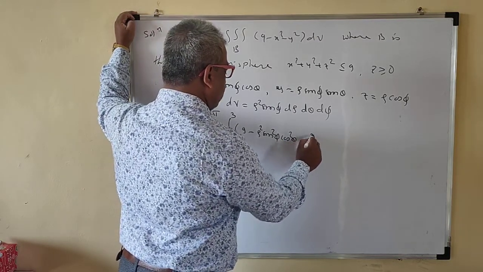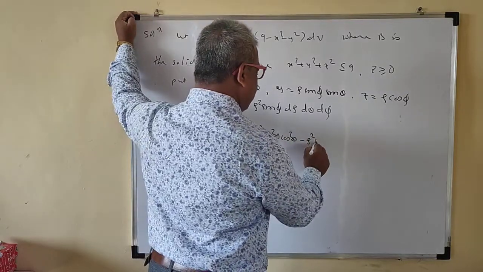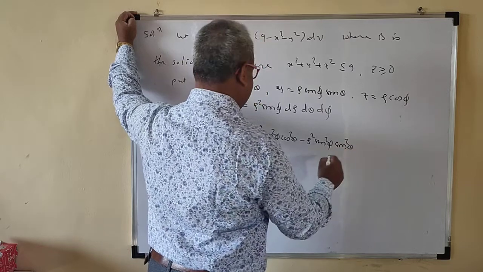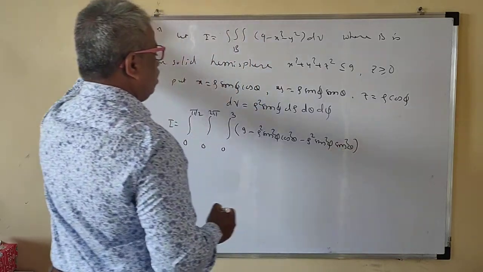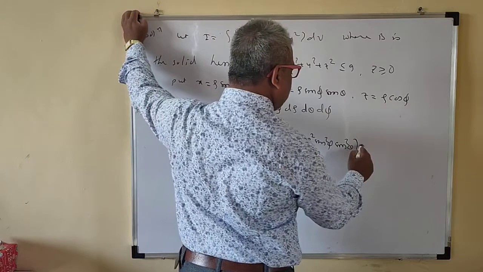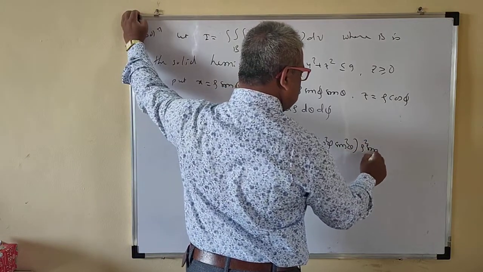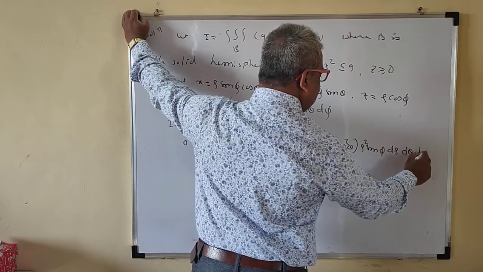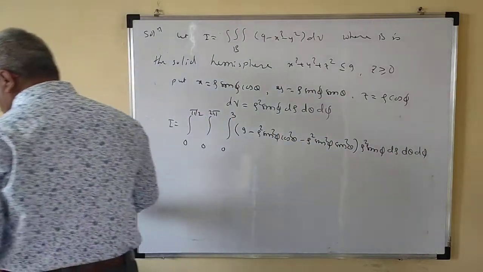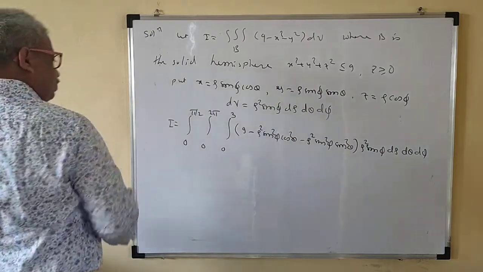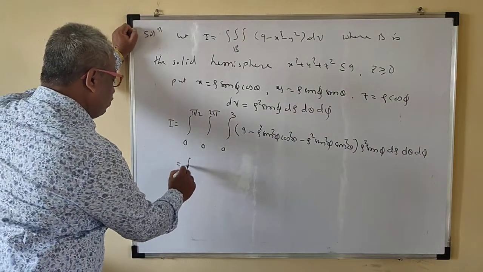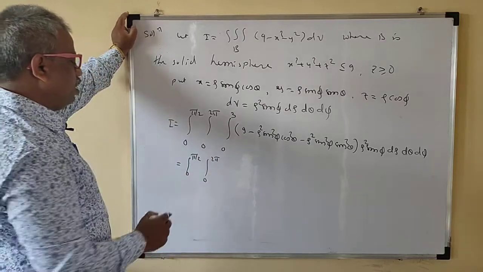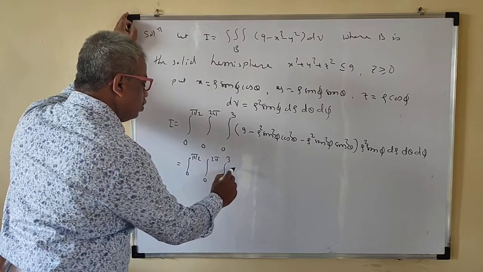Minus rho square sin square phi sin square theta. Then dv is rho square sin phi d rho d theta d phi. So this is equal to, first we will simplify this, 0 to pi by 2, 0 to 2 pi, 0 to 3.